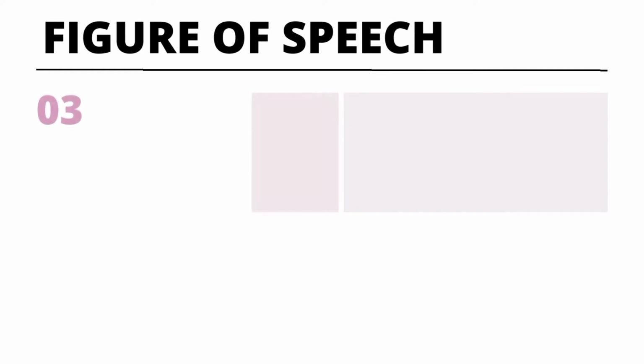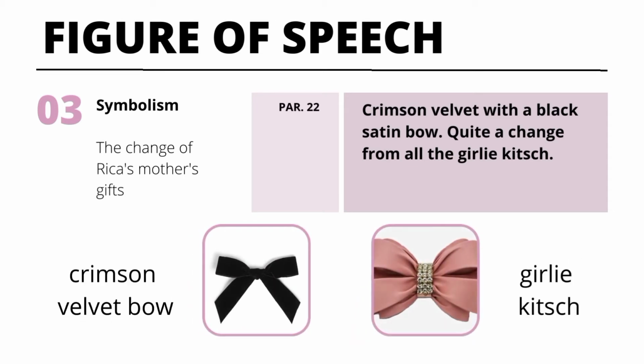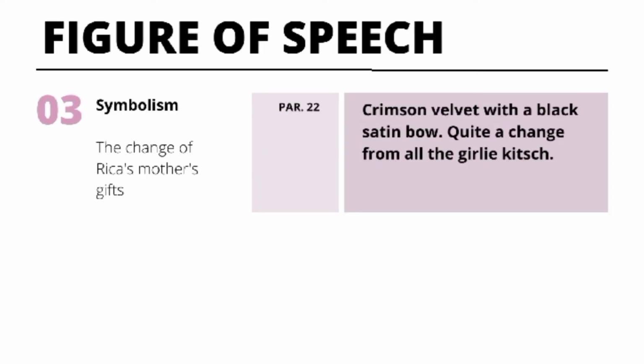There is also the use of symbolism, which is the change of Rika's mother's gifts in paragraph 22. The symbols used here are Rika's gifts from her mother, which is the black satin bow that symbolizes dullness, whereas the girly kitsch symbolizes fun and excitement. The gifts are symbolic representation of how much their family has changed, that the relationship is becoming rather dull.